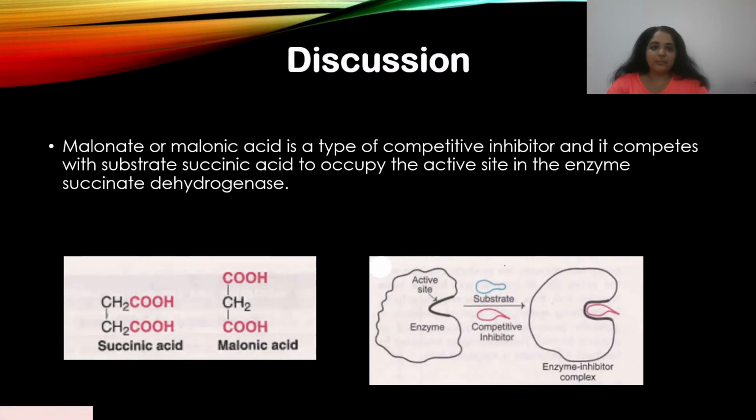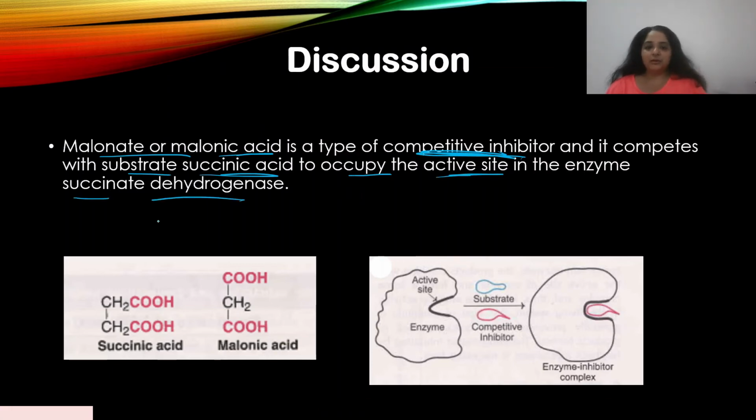Okay, so malonate or malonic acid. Pretty much we've matched column A and column B, but I thought I'll discuss inhibition of enzymes. Malonate or malonic acid is a type of enzyme inhibitor, and it's a competitive inhibitor. It competes with the substrate succinic acid to occupy the active site in the enzyme succinate dehydrogenase.